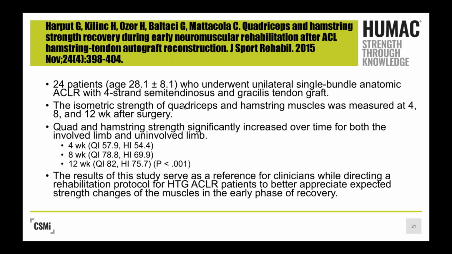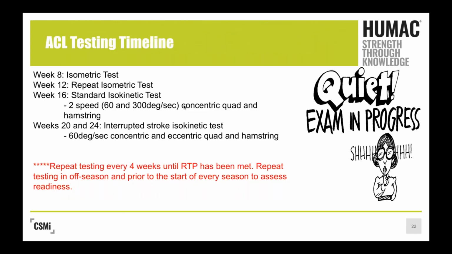And I talked everything on ACLs today, but it's not just about the ACLs. You can do this with all of your rotator cuffs, your Bankart, your Tommy John repairs. If you want to look at their shoulder strength, you can use these tests when it's appropriate in their plan of care to track their progress.